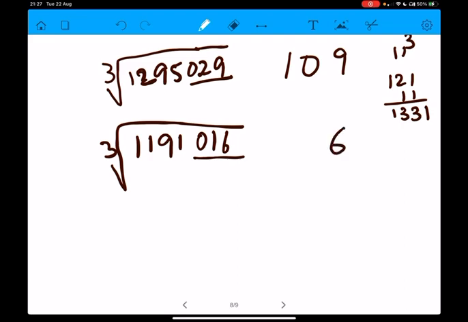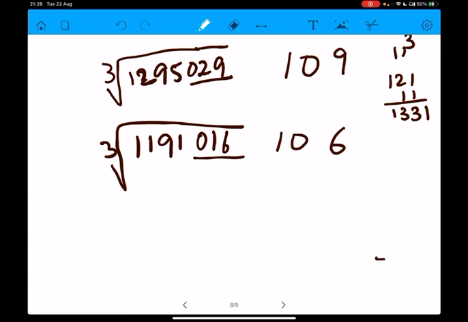And 1191 again. So 1191 is again between 1000 and 1331, so it is 106.